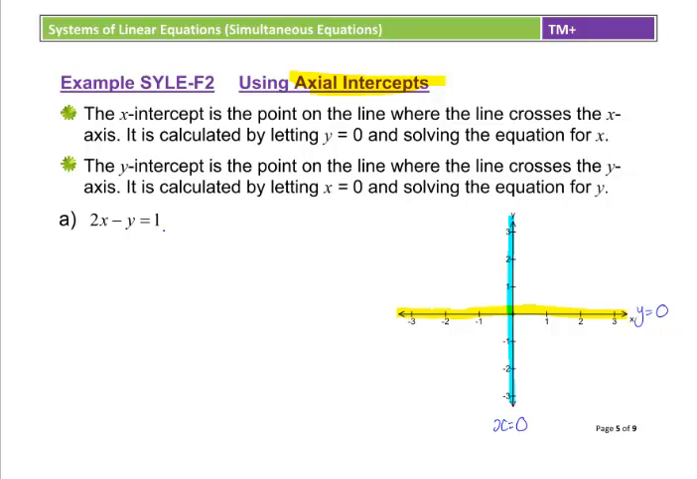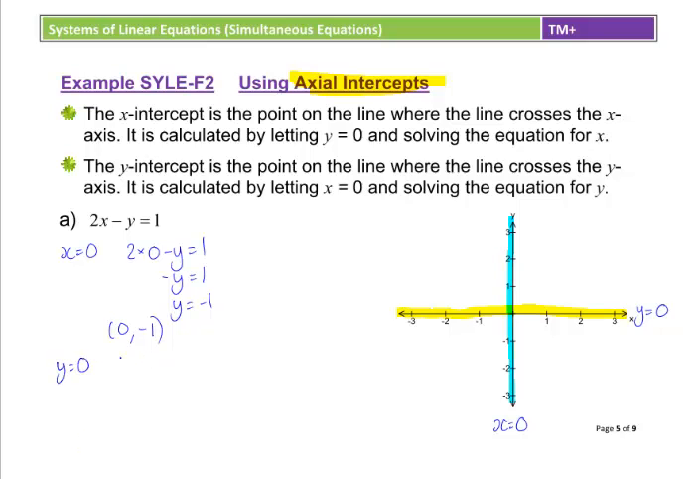So for 2x minus y equals 1, we let x equal 0. So now we've got 2 times x, which is 0, minus y equals 1. So 2 times 0 is 0, so I've got negative y equals 1. So therefore y equals negative 1. So my first point is 0, negative 1.